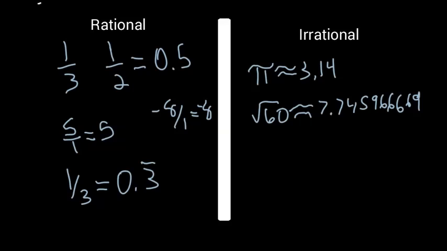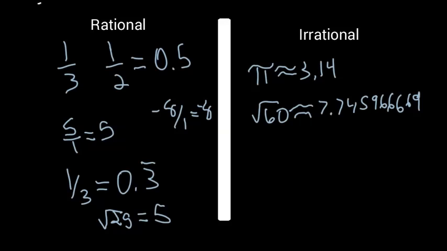One more note on the rational numbers. There are square roots that are rational. So if we did the square root of 25, well, 5 times 5 is 25, so the square root of 25 is 5. And we already said 5 is a rational number. So any square root that's perfect is a rational number. All other square roots are going to be irrational.